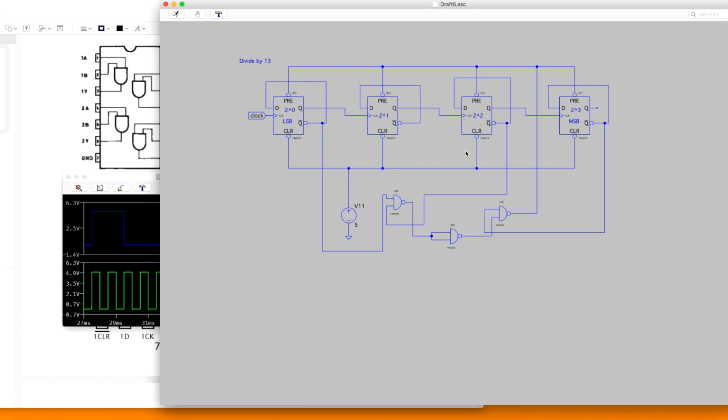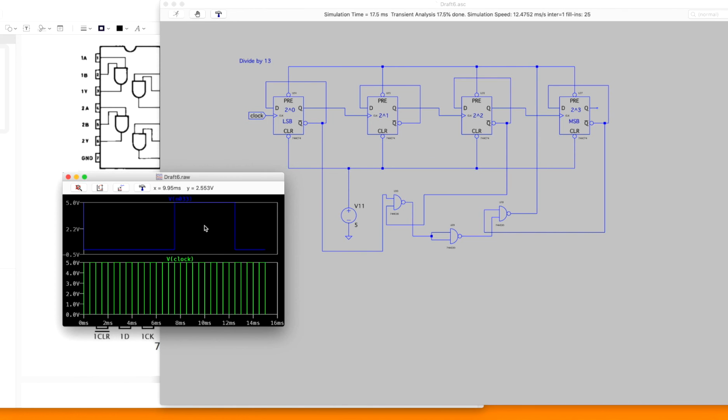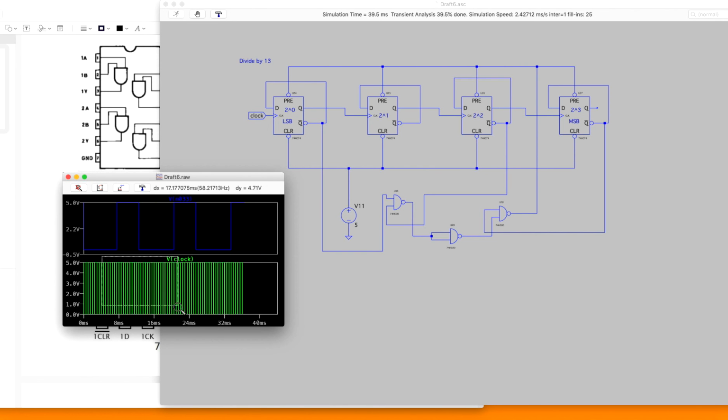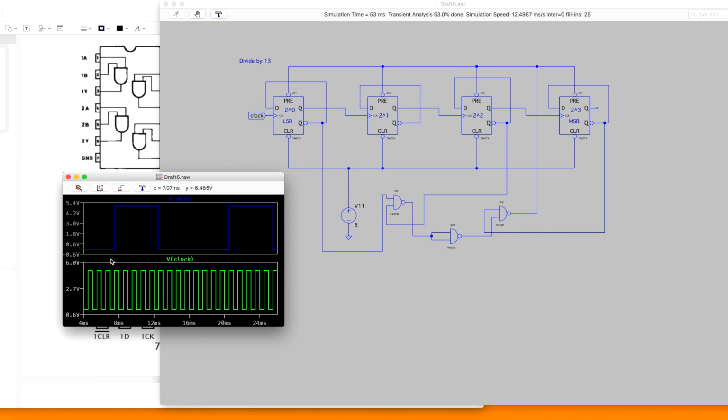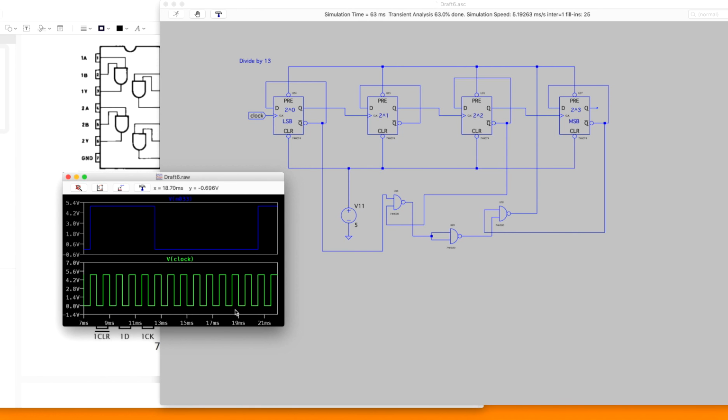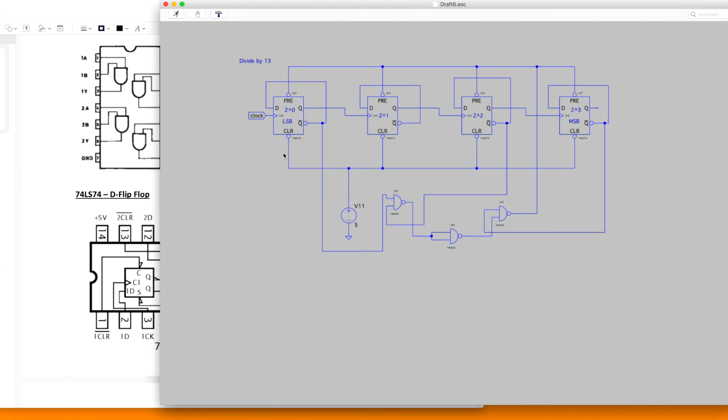All right, so using that same trick we talked about before, here is a divide by 13. And again, you can pause and count this if you'd like, but there are going to be 13 cycles of our clock for every one cycle of our output. You can use these ideas to build whichever kind of divider you might need to build or design.